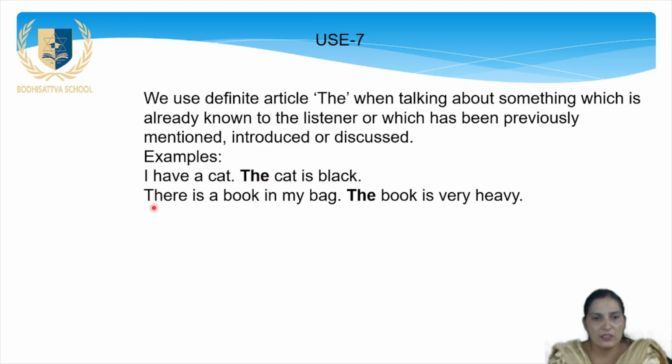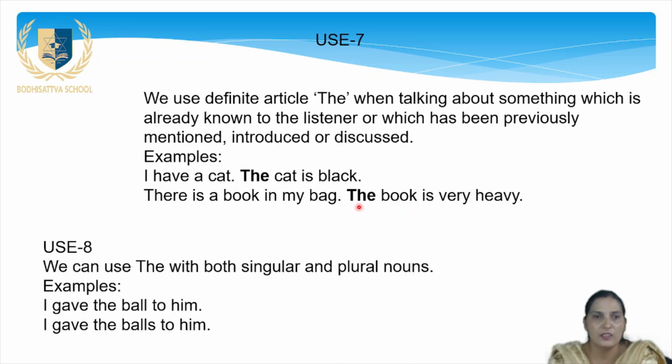And next sentence also, look here. Next example, there is a book in my bag. The book is very heavy. In these two sentences also, the noun book is used, and the book is repeated two times, which means it is familiar, or the listener has already been introduced to and has discussed and mentioned these words. So at that time we can use the article "the."